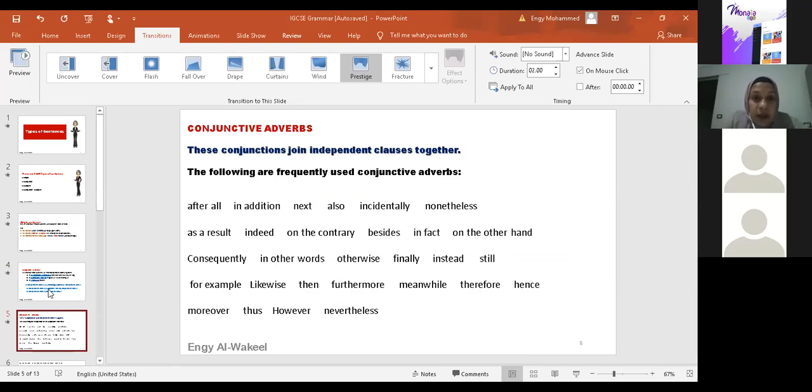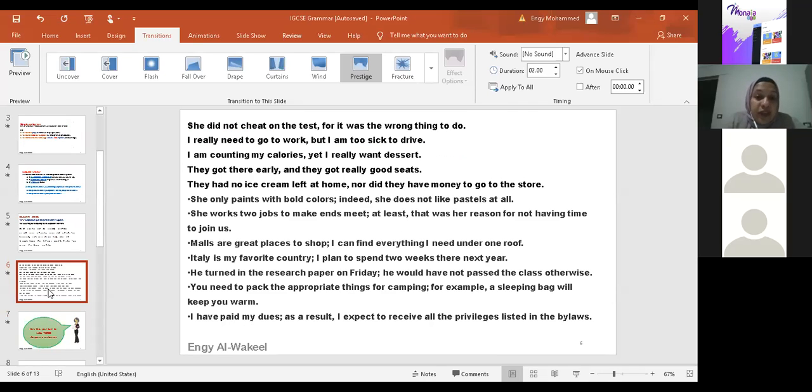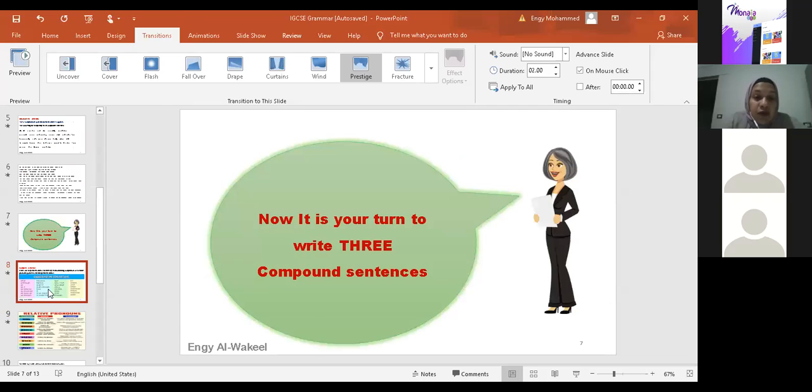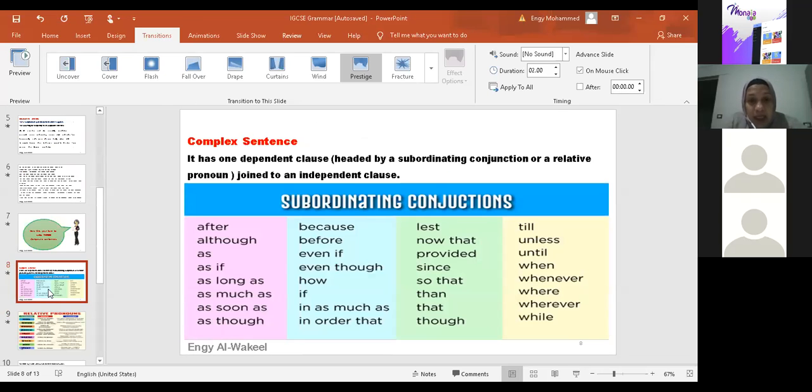And all of these are the conjunctions and conjunctive adverbs that you need to know. Before them, a semicolon, and after them, a comma. And these are examples. For the complex sentence, you can have a complex sentence by using subordinating conjunctions or a relative pronoun. If you use one of the subordinating conjunctions in the middle of the sentence, no comma before them. If you use any one of them at the beginning of the sentence, after the first clause, a comma, then the rest.